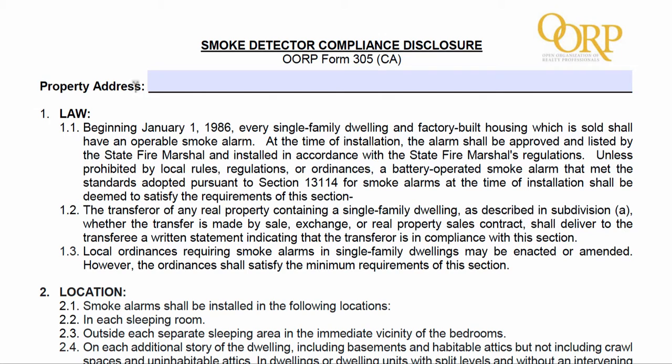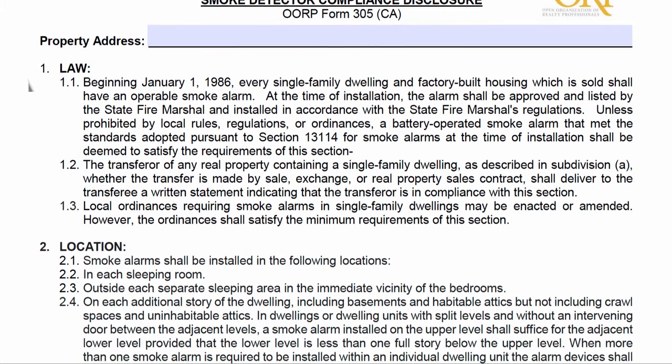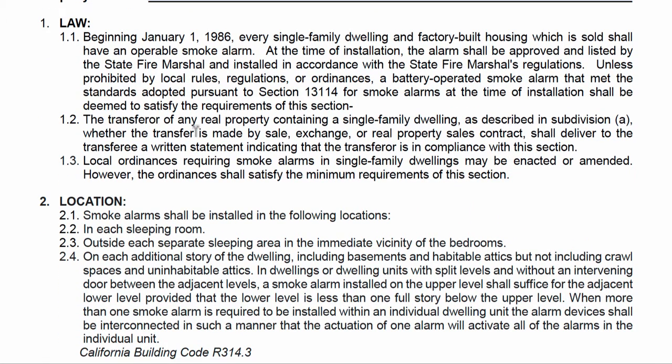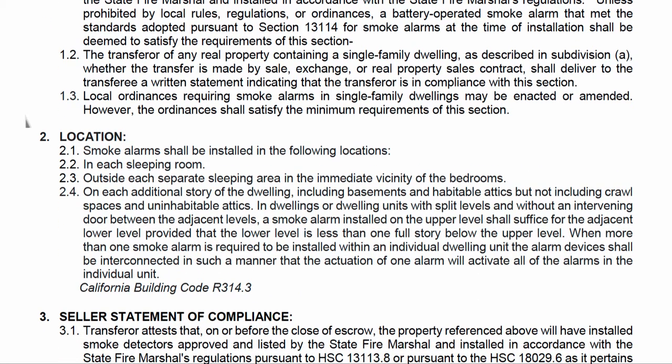And the seller is going to put their property address here, and section 1 is going to address some background on the law. Section 2 is nice because it tells you exactly where the smoke alarms should be installed. A lot of disclosures will just tell you that they need to be installed, but leave it up to the seller to figure out where the proper placement is.